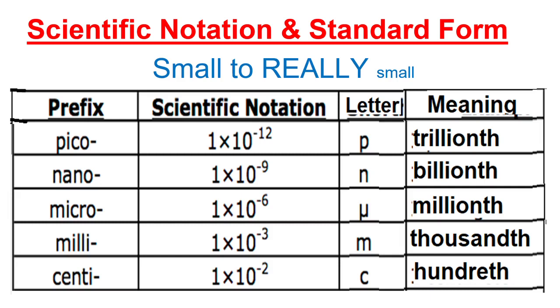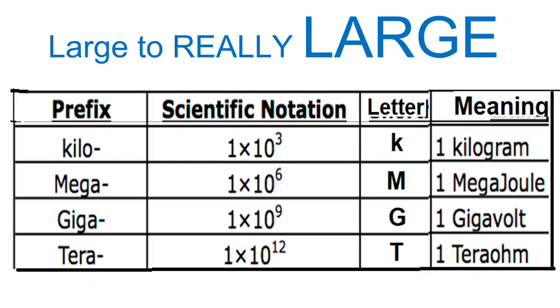Now, I really want you to get used to scientific notation. You need to be able to work with these numbers and know what they mean, okay? For example, nano means billionth, micro means millionth, and so on. And you need to know the big numbers as well, like mega means million, giga means billion, and tera means trillion.